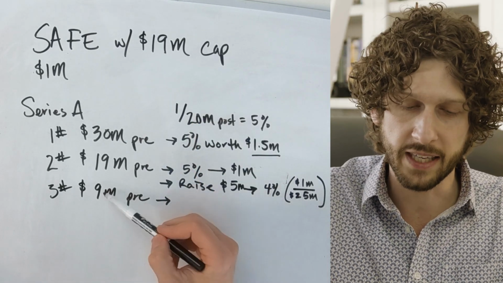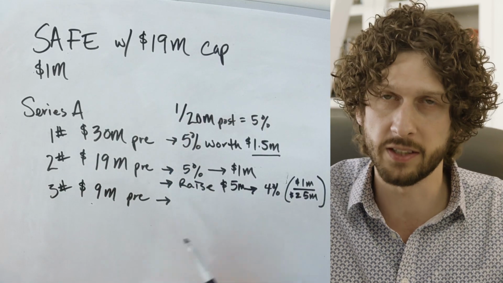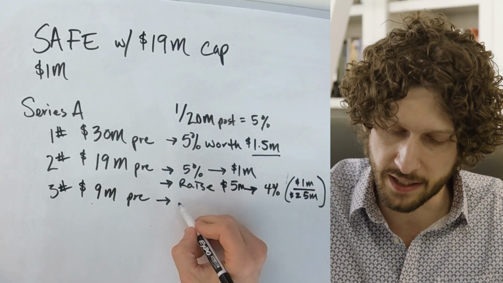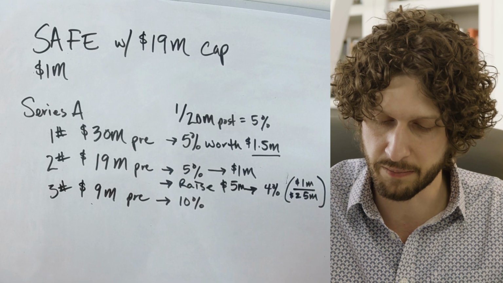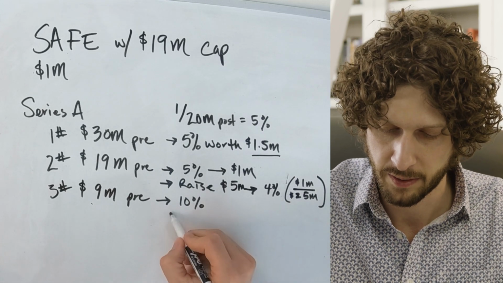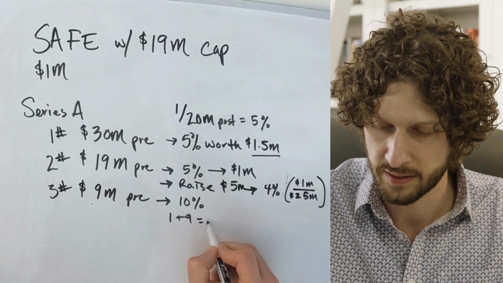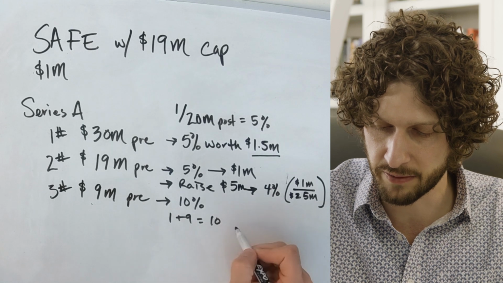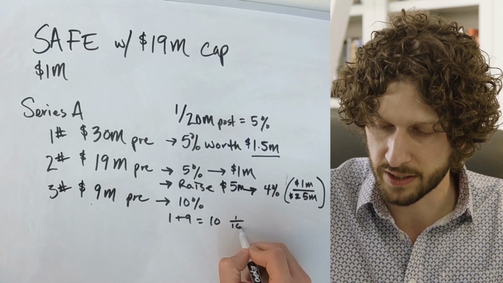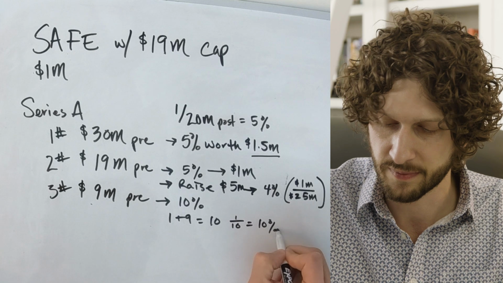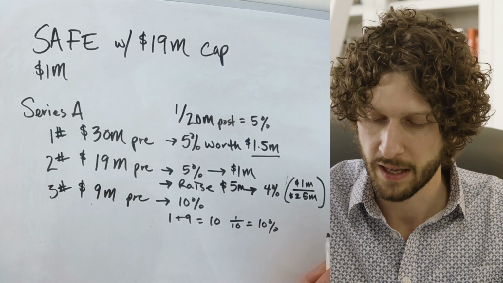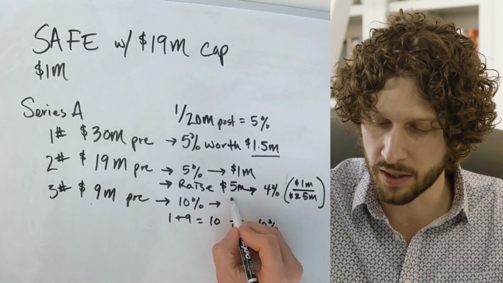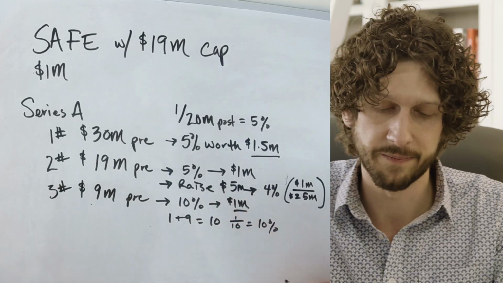All right, the last example is the company raises at a $9 million valuation, way lower than our cap. Well, in that case, I don't convert at the cap, I convert at the lower valuation. So in this case, I end up owning 10% of the company, right? 1 plus 9 is 10, and then I take my original investment, and that's 1 over 10, so that's 10%. Pretty simple math, right? And my investment is still worth $1 million.